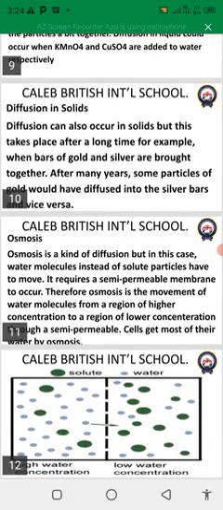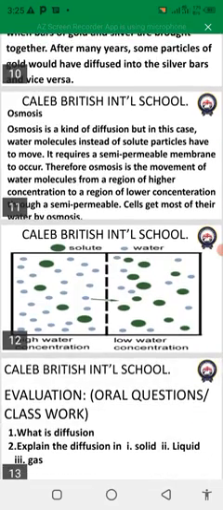What of diffusion in solid? Diffusion can also occur in solid, but this takes place after a long time. For example, when bars of gold and silver are brought together after many years, some particles of gold will have diffused into the silver bar, and vice versa. So these are just the rates of diffusion in liquid, solid, and in gas.